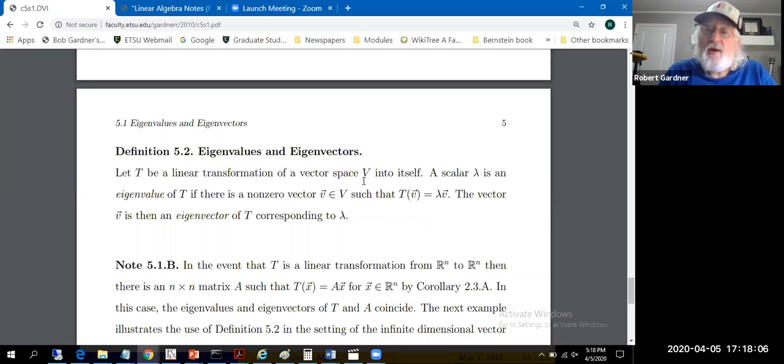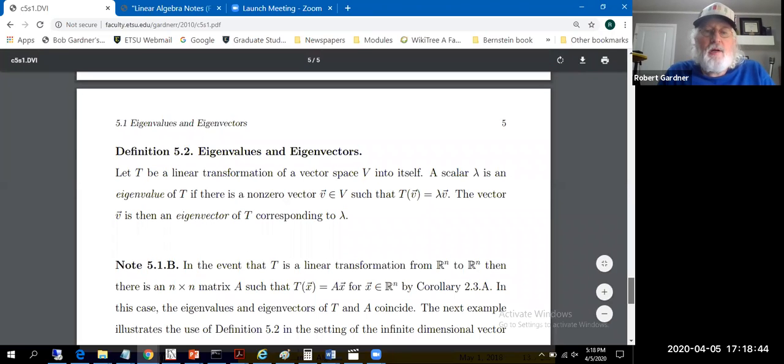So there's a restriction there. If we were using V equals Rn, we'd have a linear transformation from Rn to Rn, which would be represented by an n by n matrix. So we're back to the familiar setting that we had for the first part of this section. So, a linear transformation from a vector space to itself. A scalar lambda is called an eigenvalue of the linear transformation if there's a non-zero vector V such that T of V equals lambda V. Such a V is called an eigenvector of the transformation corresponding to eigenvalue lambda.